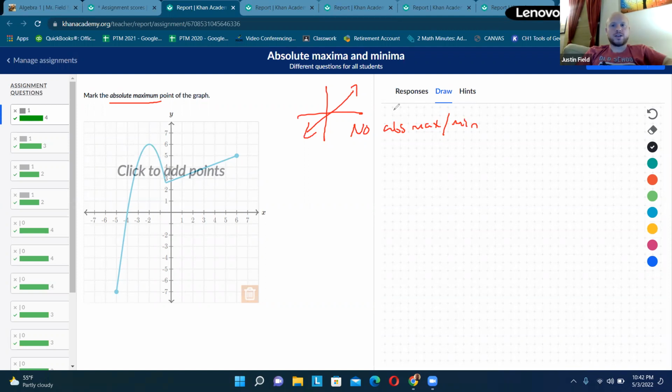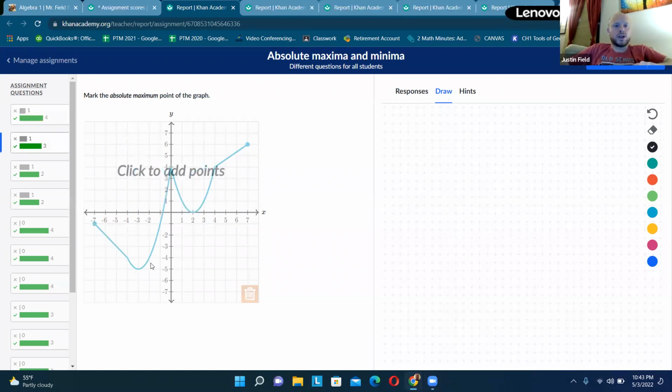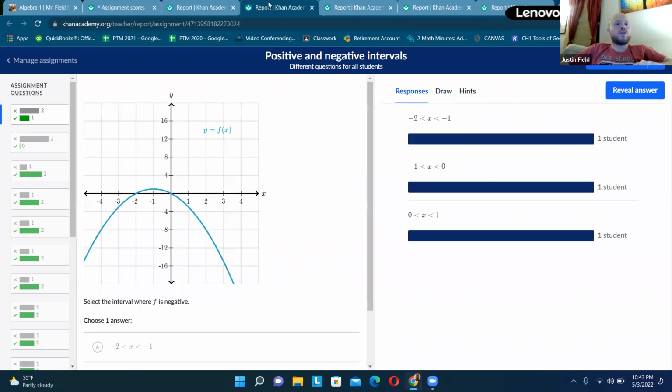Infinity is the word of the day for linear functions. But for some other functions, you do have maxes, absolute high points. Like this one right here, there's no other point on the function that goes higher than 6. So its absolute maximum is 6. And you can have an absolute minimum. This one has an absolute minimum at -5. Moving on.